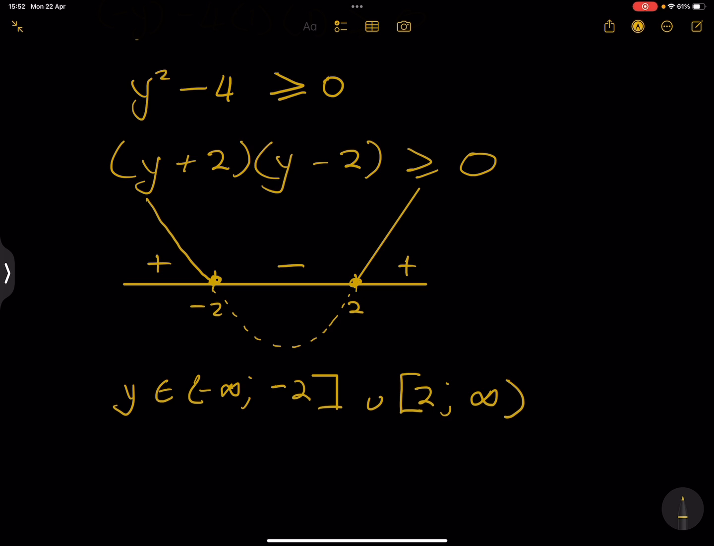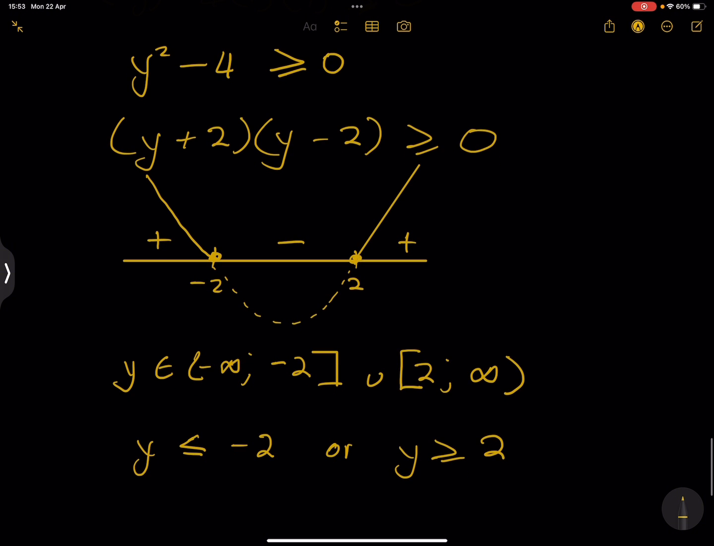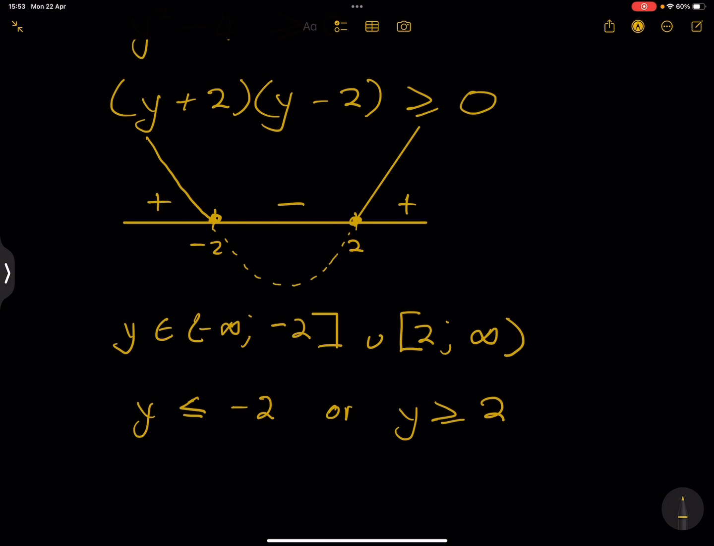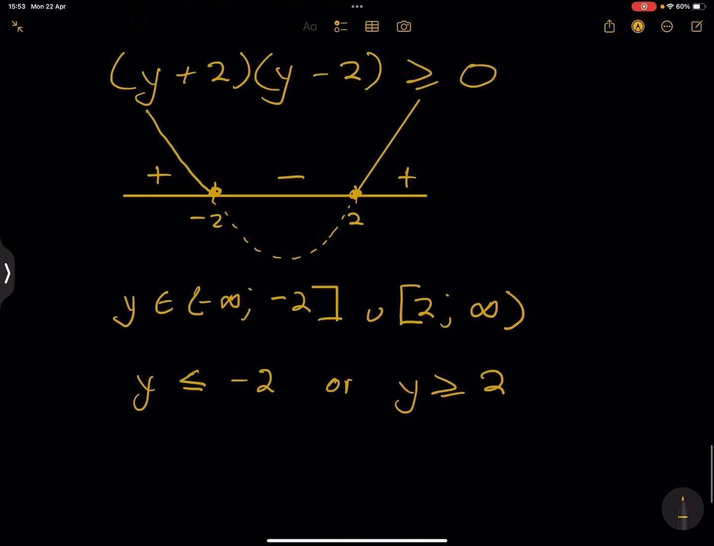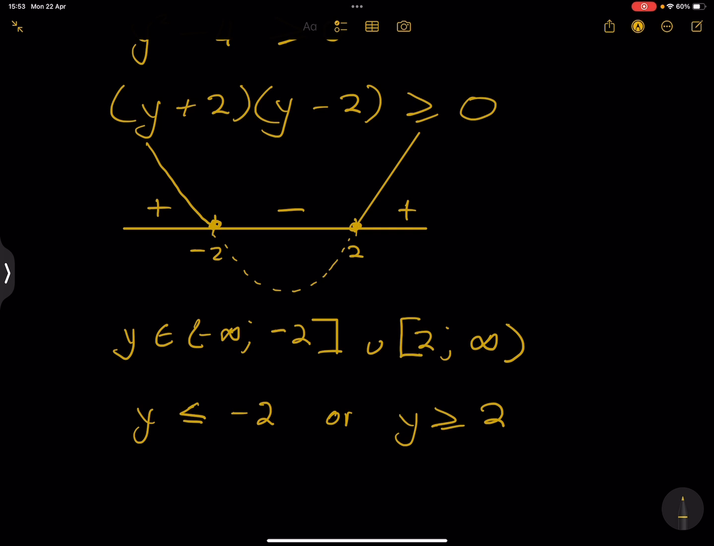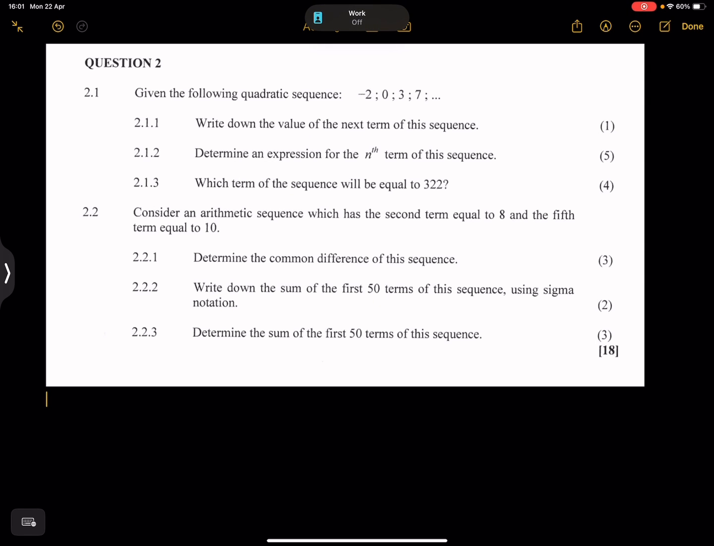And in this case, that's how we would get that value, right? Or you can say y should be less than or equal to negative 2, or y should be greater or equal to 2. And that would be the range of this graph, right? So the range should be negative infinity to negative 2, and from 2 to positive infinity. And that is how the cookie crumbles. And off to question 2 we go.